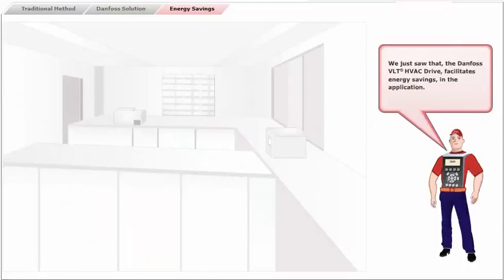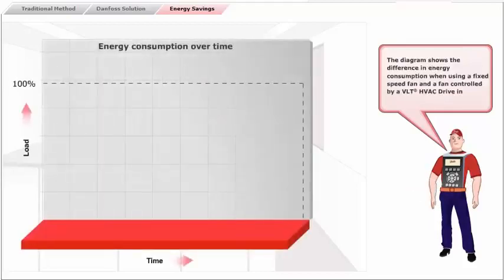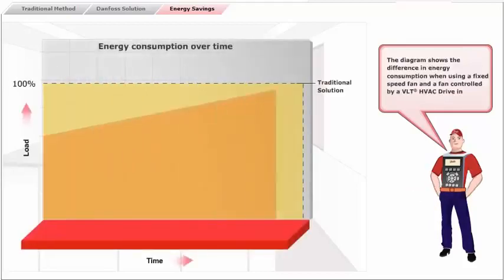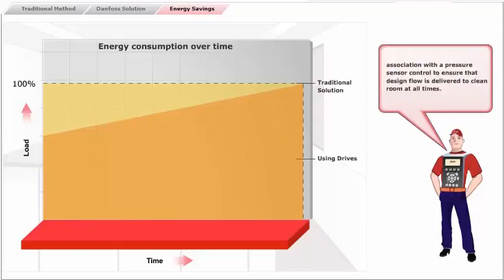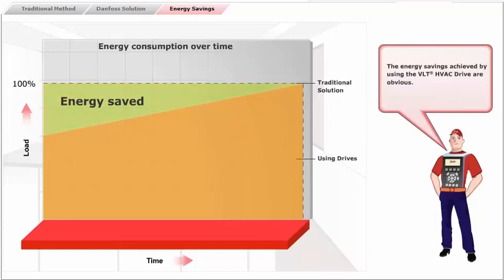We just saw that the Danfoss VLT HVAC drive facilitates energy savings in the application. The diagram shows the difference in energy consumption when using a fixed-speed fan and a fan controlled by a VLT HVAC drive in association with a pressure sensor control to ensure that design flow is delivered to the clean room at all times. The energy savings achieved by using the VLT HVAC drive are obvious.